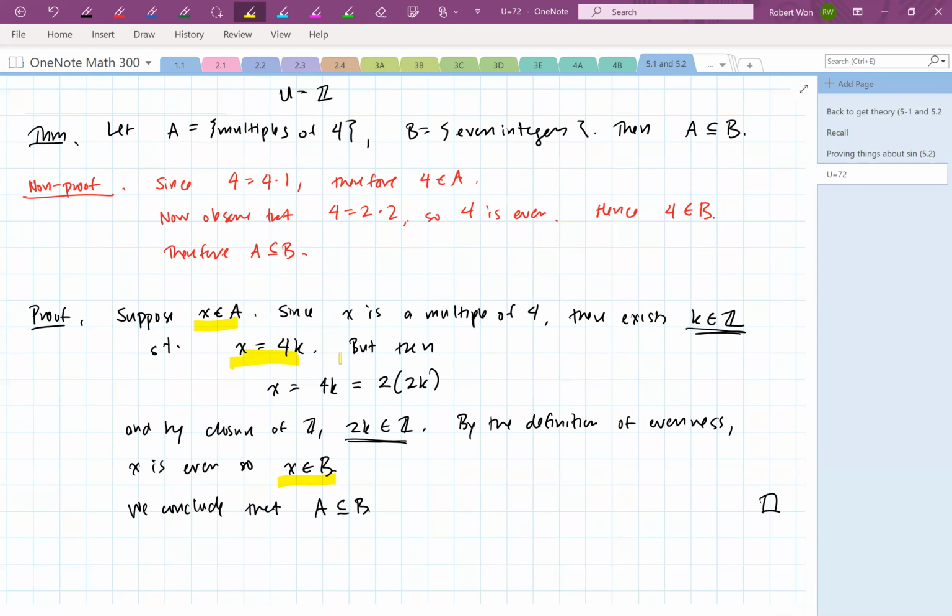Okay, and you will use element chasing proofs for the rest of your mathematical career, probably beyond that. This is just the standard way of showing that something is a subset of another set.